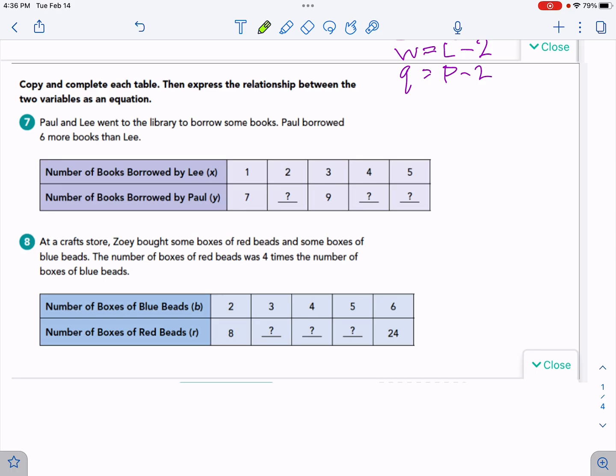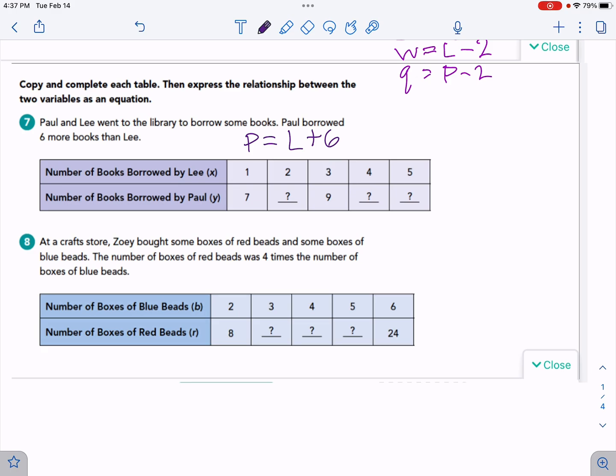So Paul and Lee went to the library to borrow some books. Paul borrowed 6 more books than Lee. Okay, so let me do this with a different color. Go back to the dark color. Paul's is Lee's books plus 6. Okay, so that shows us that Paul borrowed 6 more books than Lee.